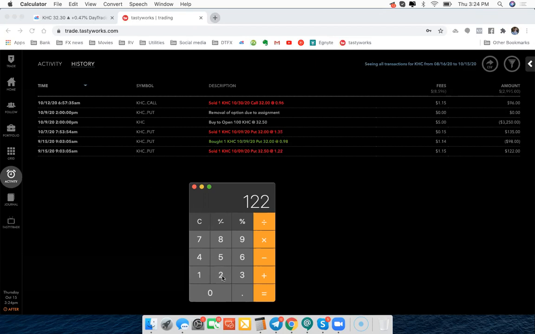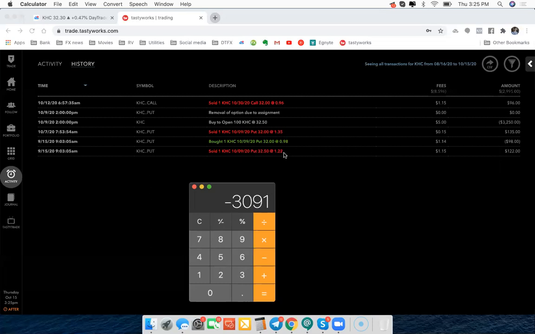You guys with me so far? 122 plus 37, 159. So we have 159. So now I get to take $1.59 per share and apply it towards this, I think. We'll see. 32.50 minus 1.59 puts us right at about $30.91. Does that make sense? Does that make sense, guys?